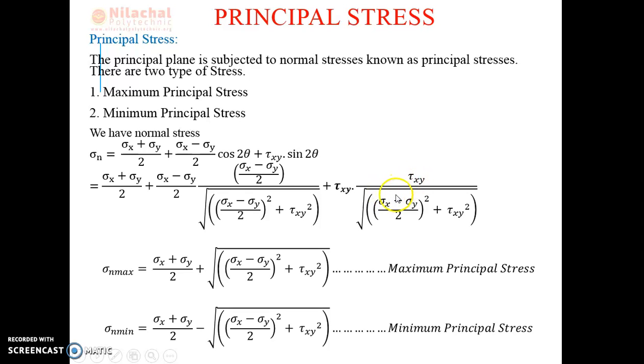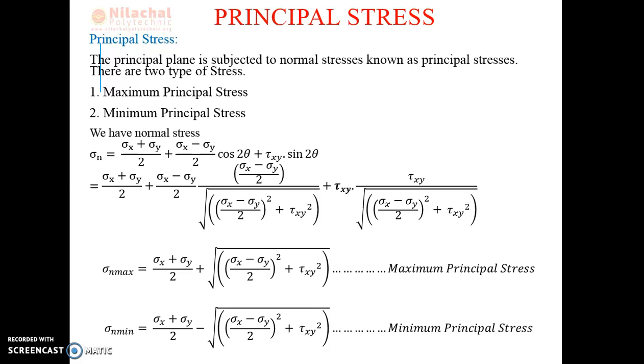On the denominator part, we have square root of (sigma x minus sigma y) whole square plus tau xy square. So the 2 will be cancelled out and the remaining will be square root of ((sigma x minus sigma y) by 2) whole square plus tau xy square. This is your maximum principal stress.